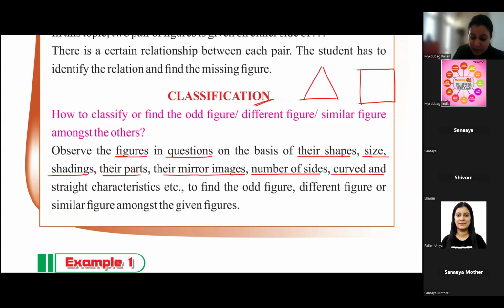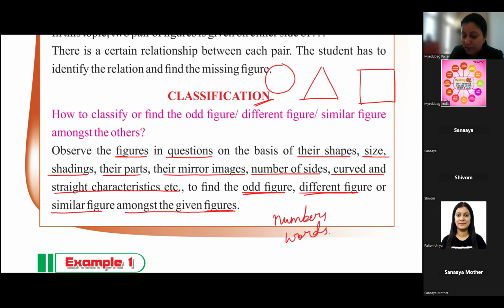Then curved and straight characteristics, like these polygons are made of straight lines. If we consider a circle, it is made of curved lines. This is a curved figure, right? So we have to find the odd figure, the different figure, or similar figure amongst the given figures. Again, these can be in the form of numbers, some particular words, and then shapes.